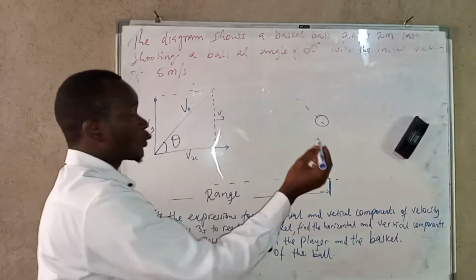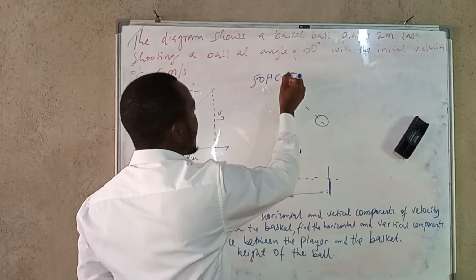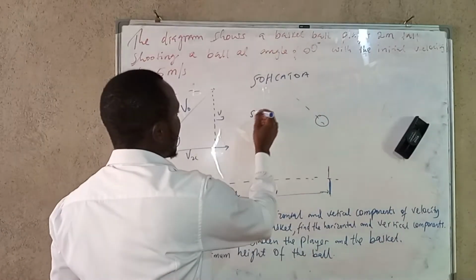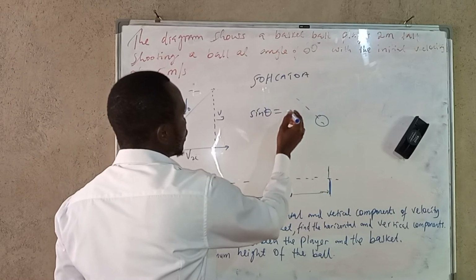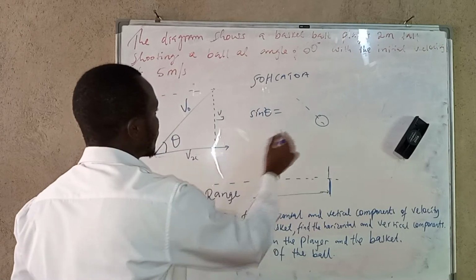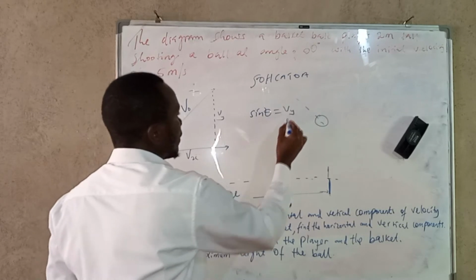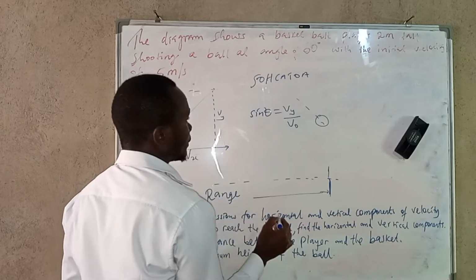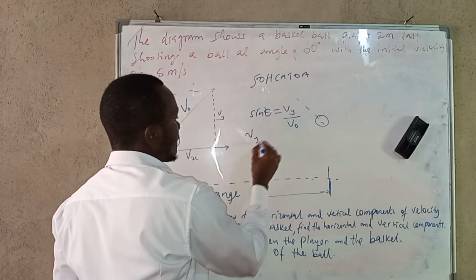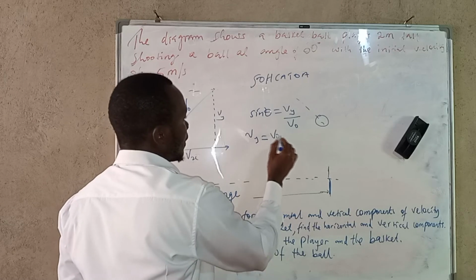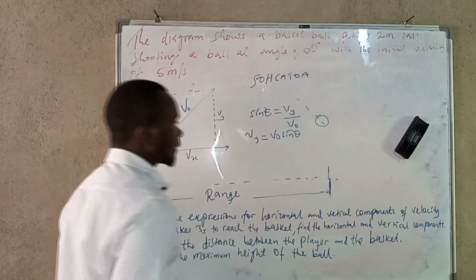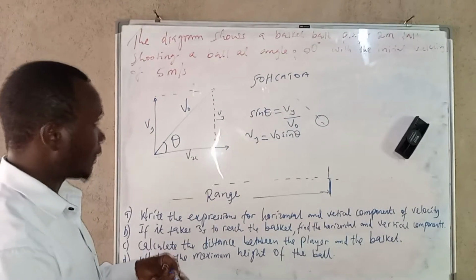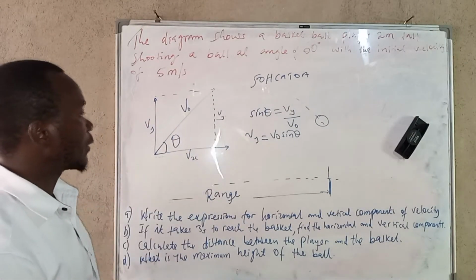So for this one, we know from SOHCAHTOA that sine theta is equal to opposite over hypotenuse. In this one, we have Vy over the hypotenuse, which is Vo. So we have Vy is equal to Vo sine theta. So this is the vertical component of the initial velocity.